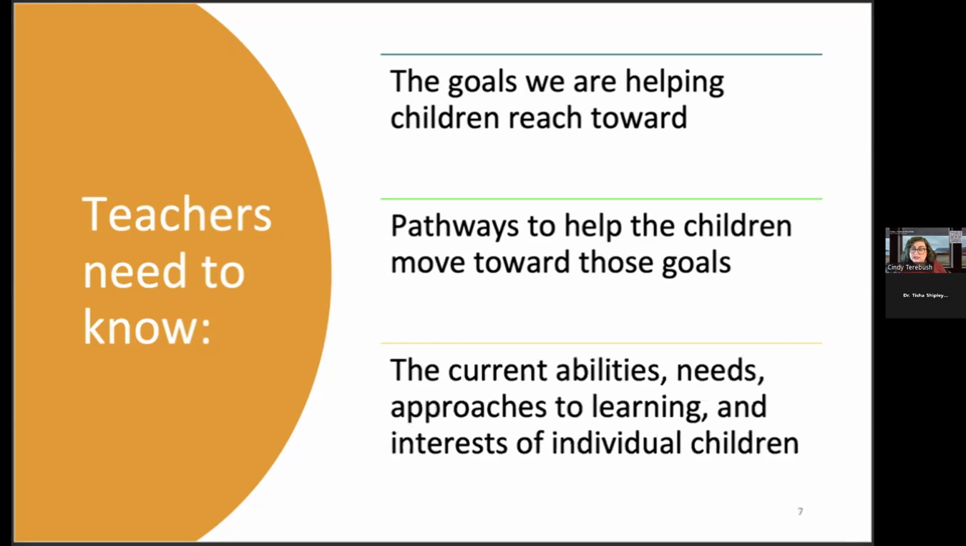Teachers also need to know what the children's current abilities, needs, approaches to learning, and interests of the individual children are. Who are they as individuals and what can they already do? And we're going to go back to the analogy of the GPS. This also speaks to how your GPS works.